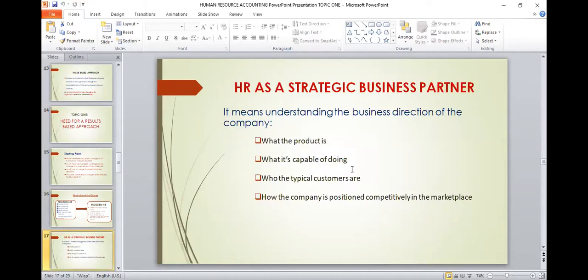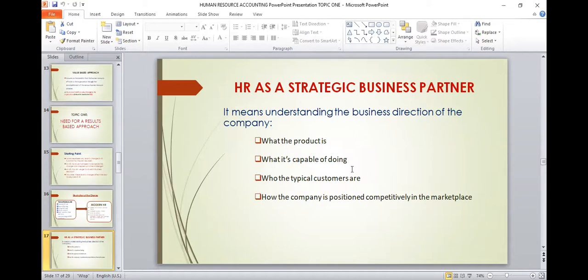As a strategic business partner, you as HR must now understand the product. If you thought that this was the work of the sales manager or the sales representative, then you have to think again, because it is now incumbent upon you to have a deeper knowledge of what the products are. What product or service is your organization producing? What is your organization capable of doing, and what is it not capable of doing?